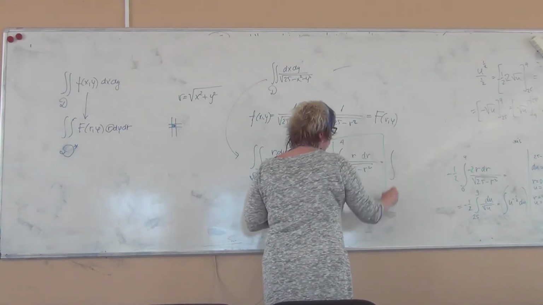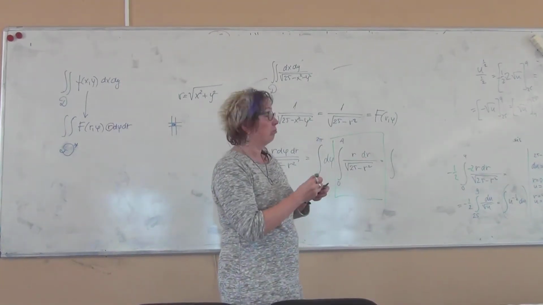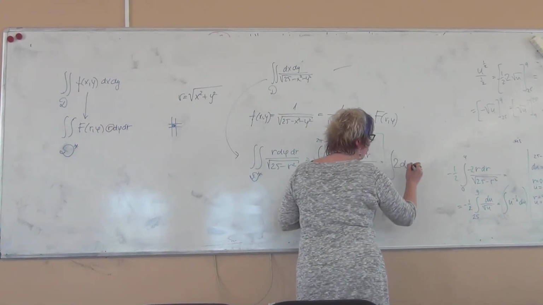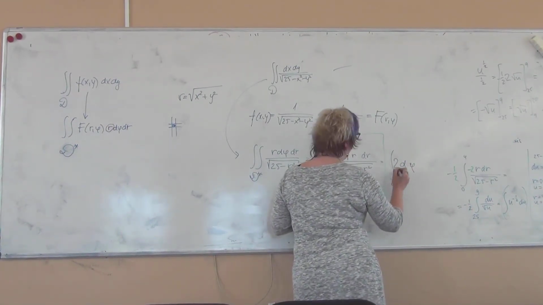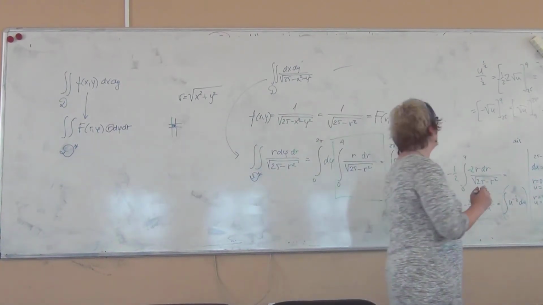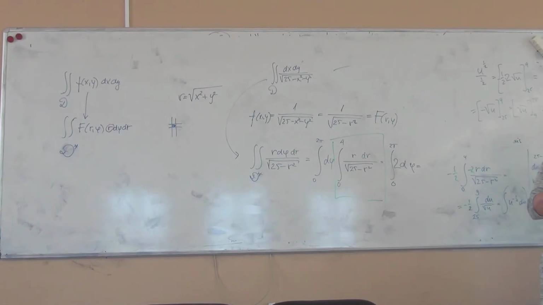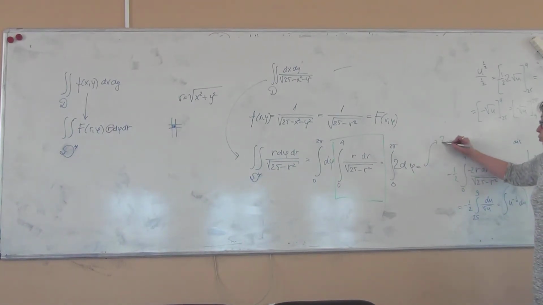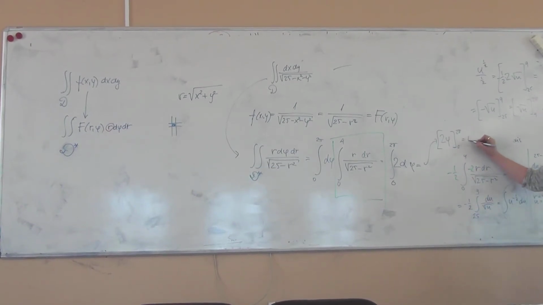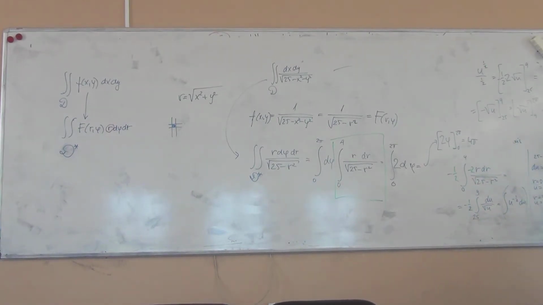Okay, so this integral turned out to have the value 2. So I integrate 2 dphi from 0 to 2 pi. When I integrate that constant, it becomes 2 times phi. So this becomes 2 phi between 0 and 2 pi, which means 4 pi is the answer. Just like that.